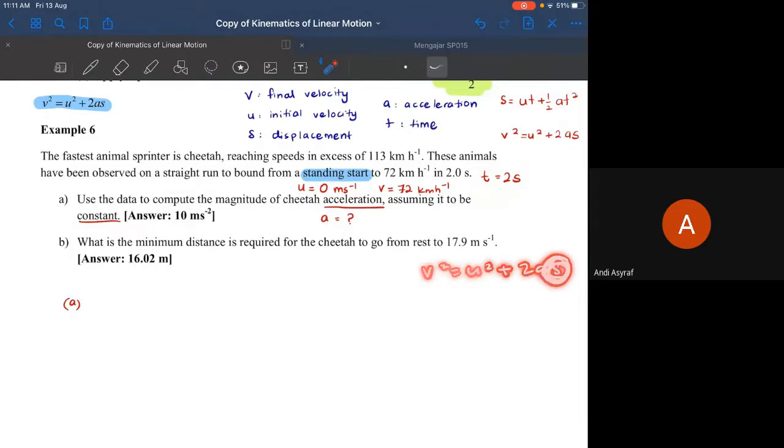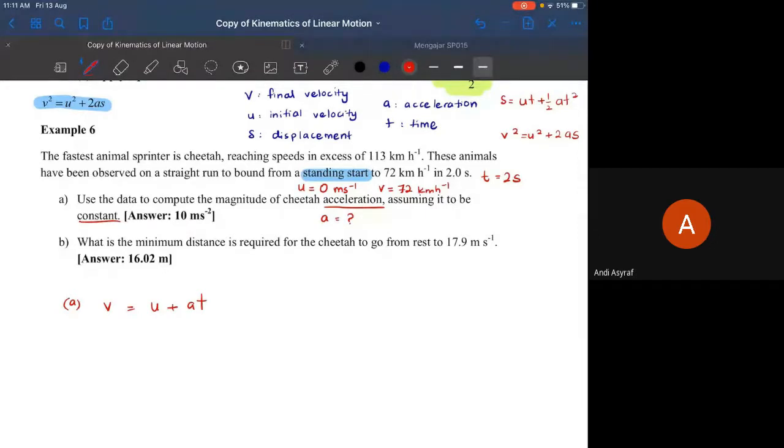Okay, tapi kita ada time. So I think we can use this one instead. V is equals to U plus AT. Yes, Ashikin, thank you. Okay, V equals to U plus AT. So kamu masuk saja. Tapi remember Miss Tina ajar masa chapter 1, your apa-apa quantity yang kamu nak masuk dalam equation mesti dalam SI unit.